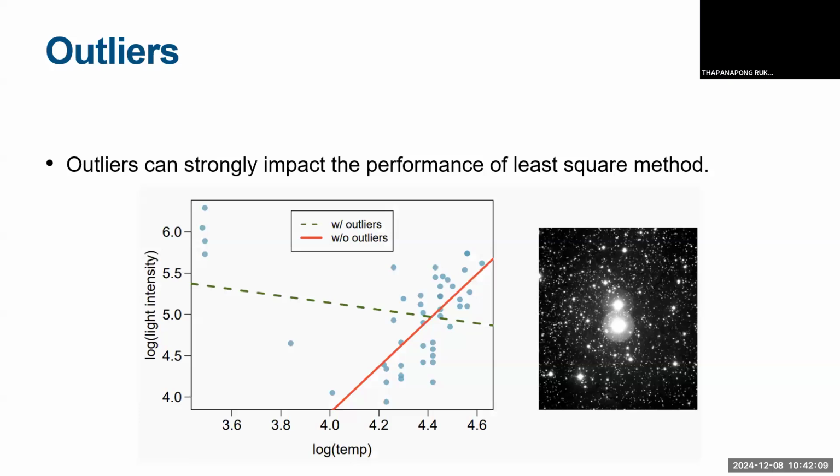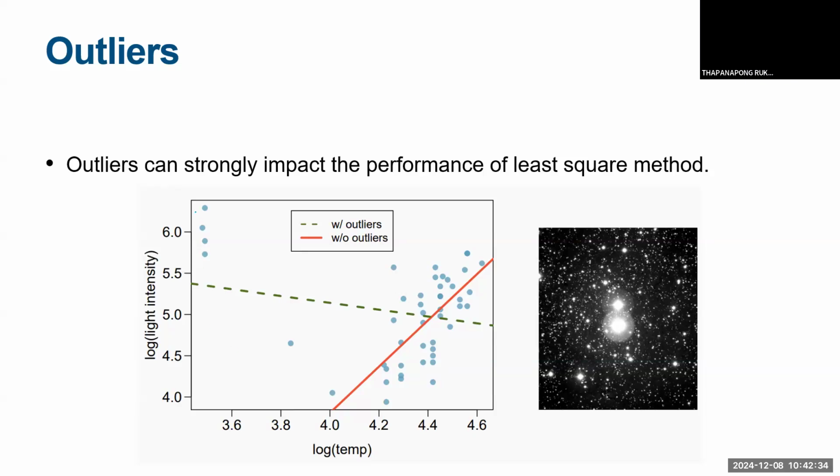And we talk a little bit about outlier. For the least square method, outlier is a big word anyway, because it can strongly impact the performance of the least square method. Right? Because in the least square method you quantify the line by how far each point is from the line.